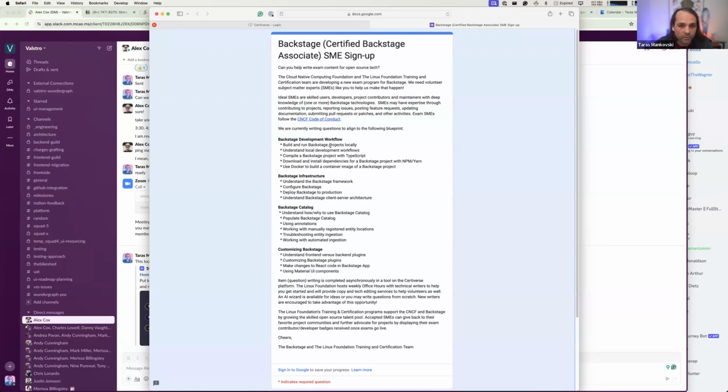At this point, Linux Foundation is looking for folks to contribute questions and also review questions. Depending on your experience with Backstage, or your comfort level with English, you don't have to be the one writing questions. If you have questions that you think would be good in these categories, you're welcome to make suggestions. But there's also a review process, and providing feedback in the review process is valuable as well.